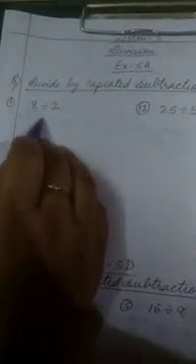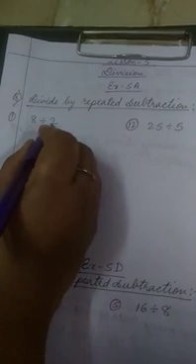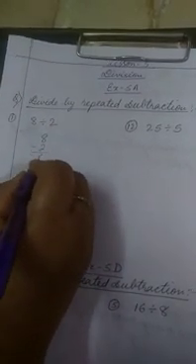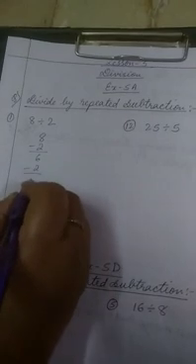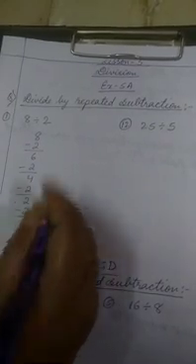The question is: divide by repeated subtraction. By repeated subtraction you have to solve this division question. So what we have to do, we have to subtract. The first number 8 is given, you have to subtract 2 from 8. So 8 minus 2 is 6. 6 minus 2 is 4. 4 minus 2 is 2. 2 minus 2 is 0. Till you come to 0, you have to continue subtracting 2.